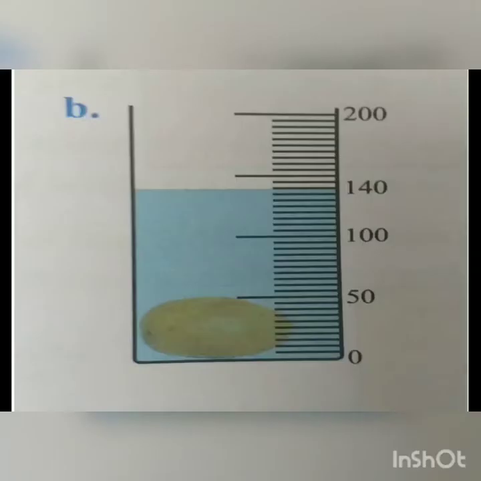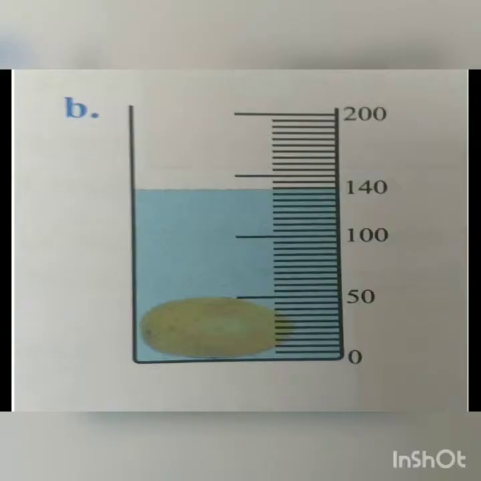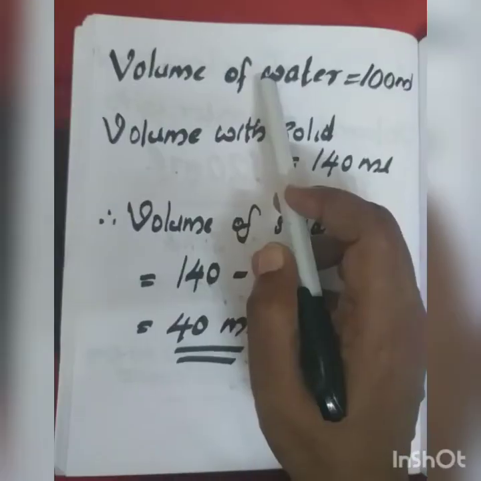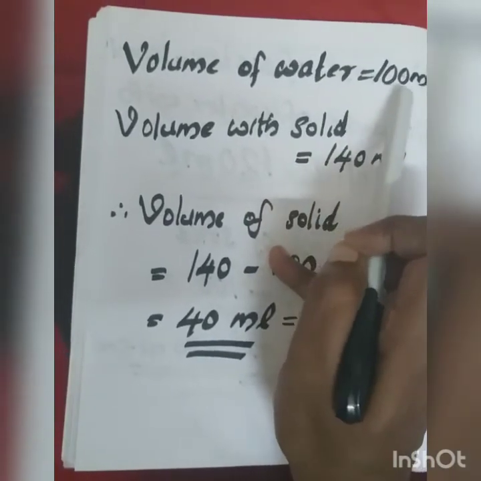Now secondly, I am dropping a potato. Is it the potato itself? Let us hope so. So again the first water level we are considering is 100 ml itself. After inserting the potato, the level increased to 140. So how can we find the volume of this solid? In all the questions, the volume of water at the first level is 100 ml itself.